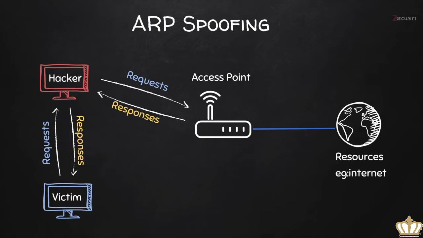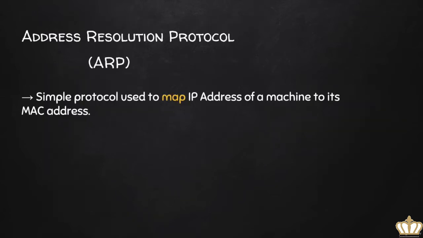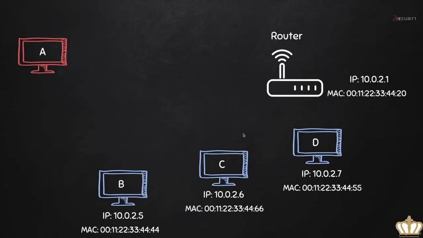Now, for us to understand how this works, you need to have a basic understanding of what ARP is. ARP stands for Address Resolution Protocol, and it's a very simple protocol that allows us to link IP addresses to MAC addresses. So, for example, let's say we have a network here. We have devices A, B, C, and D. They are all connected to the same network. And we have the router here for this network. We can see that each device has an IP and a MAC address. And let's assume that device A needs to communicate with device C.